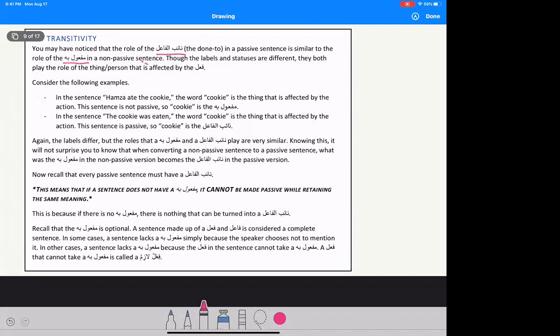So having said that, now we need to see that sometimes some fail are such that they do not take maf'ulun bihi. It is kind of the nature of their action that they cannot take maf'ulun bihi. So let's see some example over here. For example, I say Hamza ate the cookie. Now the word cookie is the thing that is affected by the action. So cookie is eaten, so this is done to. So this sentence is not passive. The cookie is maf'ulun bihi in this sentence because we have a doer over here. Hamza ate the cookie. So this cookie is what? Maf'ulun bihi, and Hamza is our fail in it, and eating is our action.